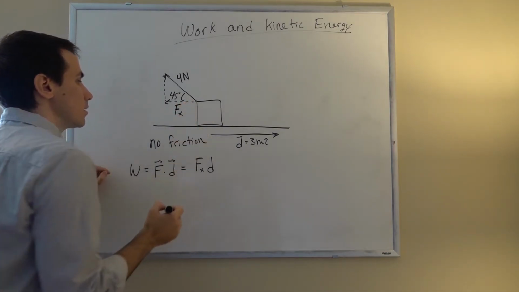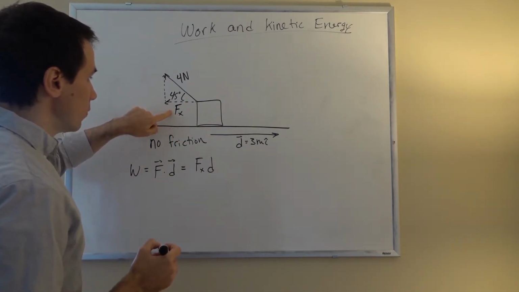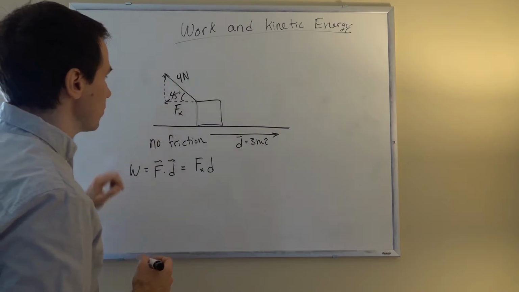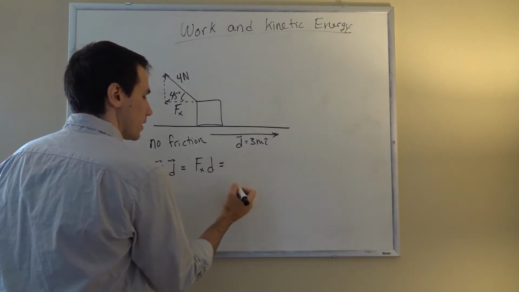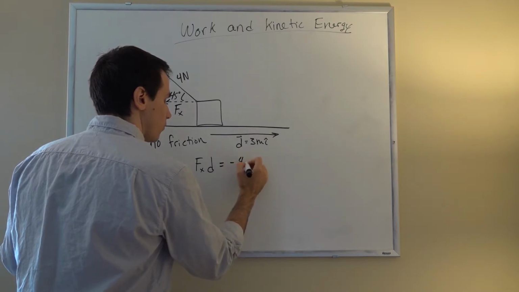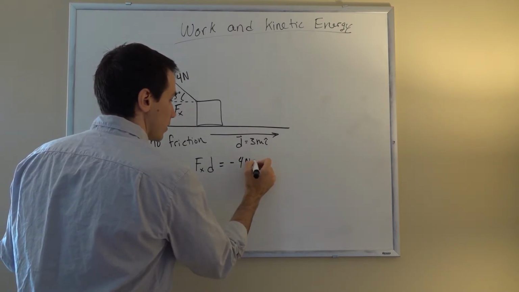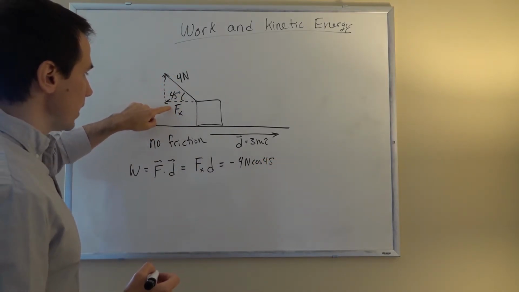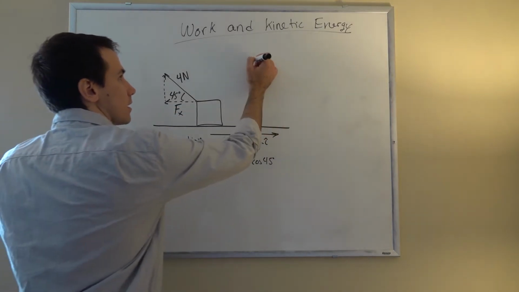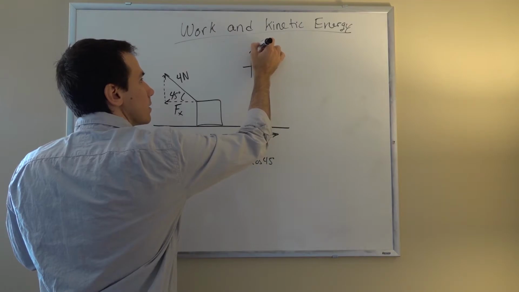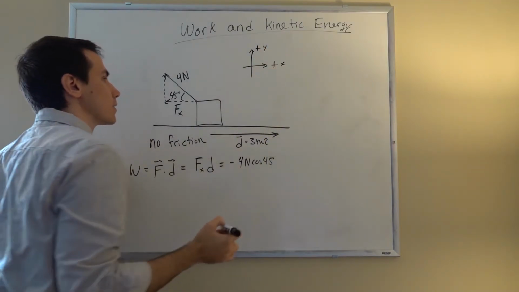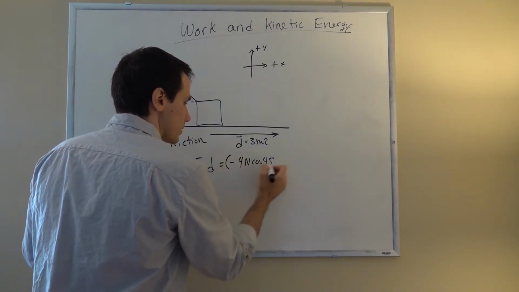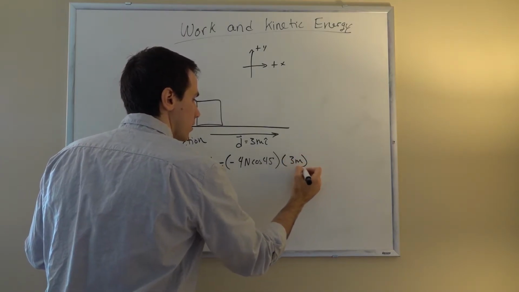The x component of my force, because my d vector points only in the x direction, I use the f component here, which in this case is negative, and I disregard this y component, right? That's what the dot product does. So here I have negative 4 newtons multiplied by the cosine of 45 degrees. So 45 degrees is this angle here, and I have a negative sign inserted because I am using a standard plus x plus y coordinate system. So pointing to the left is negative. And I multiply this by 3 meters.